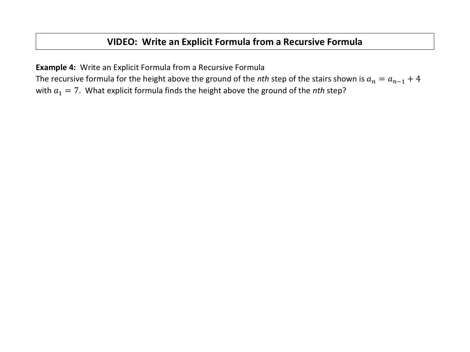So I'm going to rewrite that. That is our recursive rule. A sub 1 equals 7. A sub n equals a sub n minus 1, remember that just stands for the previous term, plus 4. So we want to make sure that we recognize the different parts of the recursive rule.